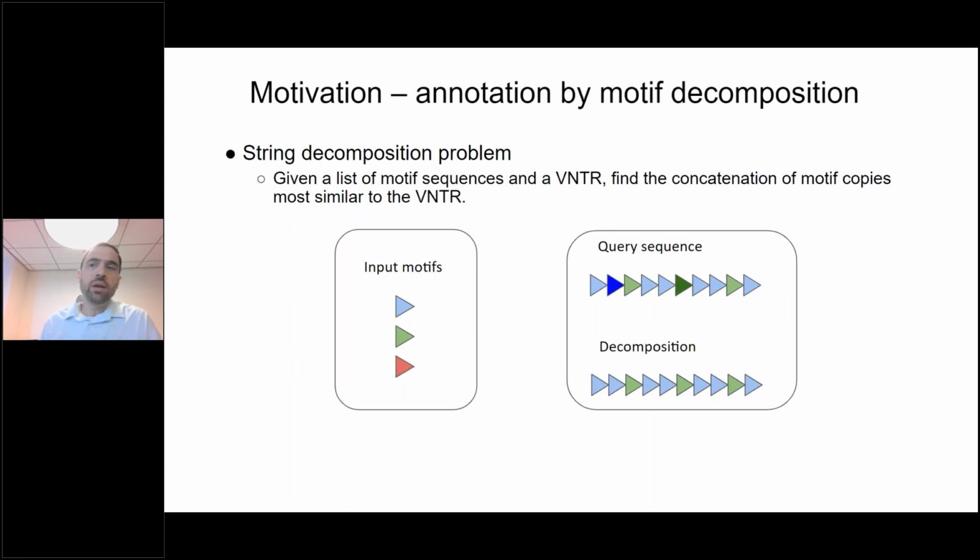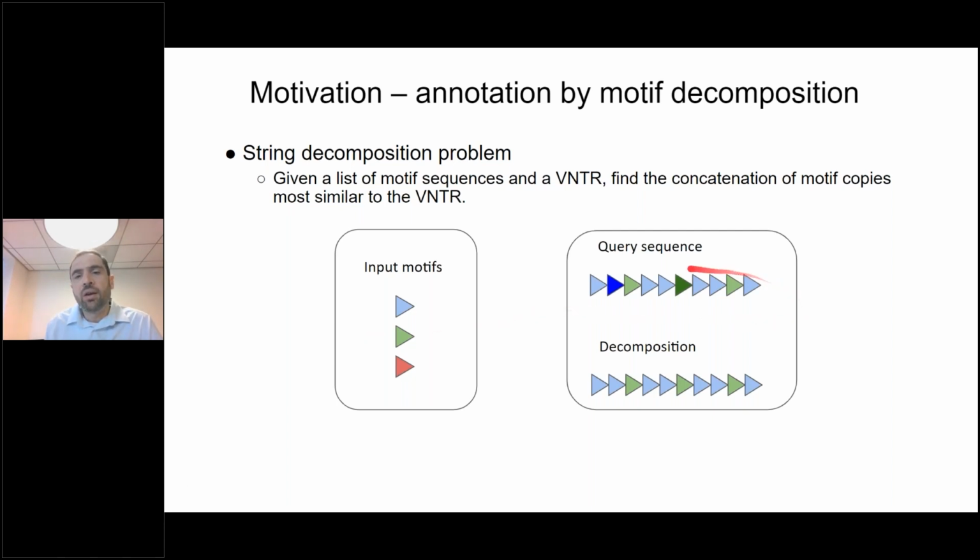So what does it mean to annotate VNTR composition? We're going to use this little toy diagram to illustrate how we do this. The blue, green, and red triangles just represent different motifs that are observed at a particular VNTR sequence within a population.